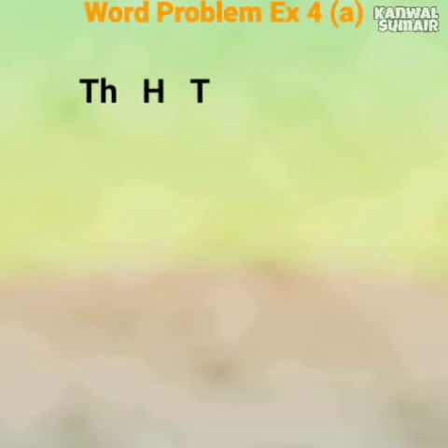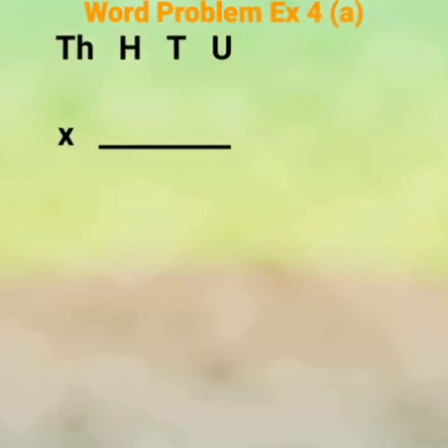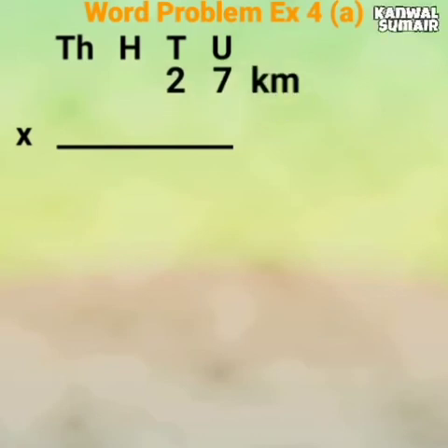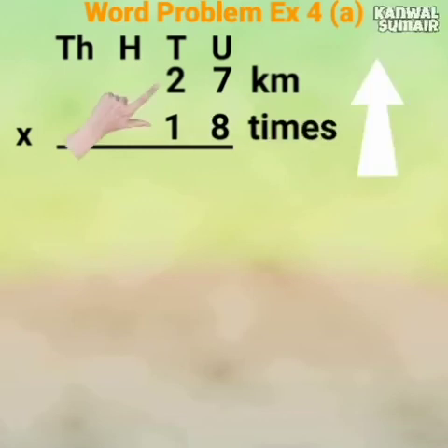Write the place value first. After it, make a sum. So we are going to find out if the distance from one side is 27 kilometers, what will be the distance in 18 times. So write 27 kilometers up and 18 times down.